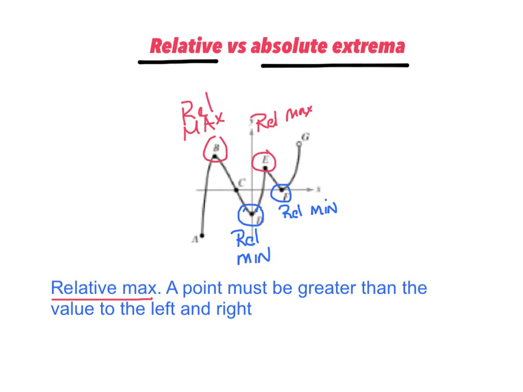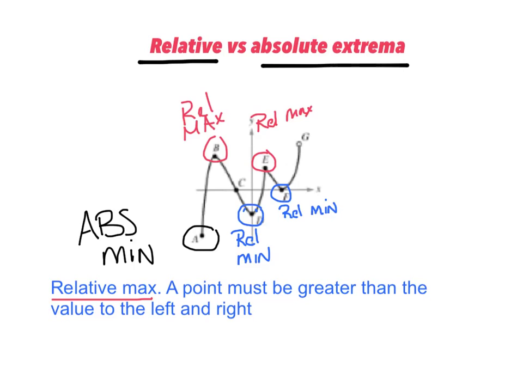Now, how about the word absolute? When I say absolute, it's a must. Is A absolutely the lowest point? You can't have two absolutes. You can only have one. Is A absolutely the lowest point? I would say yes. So A is an absolute min. It does not need somebody to the left and the right. It is absolutely the lowest point.